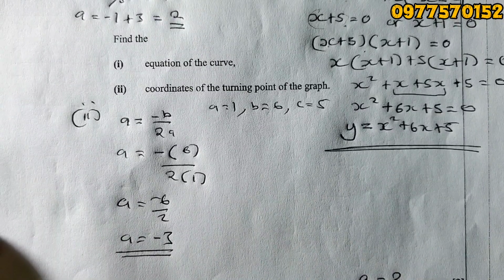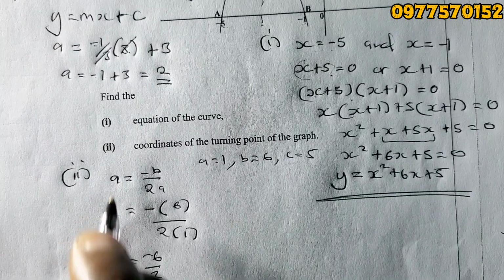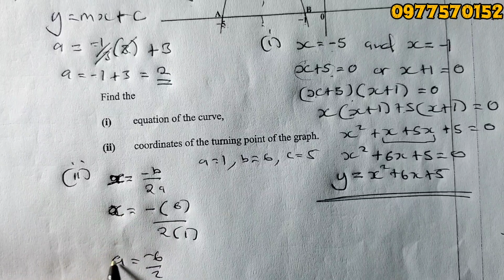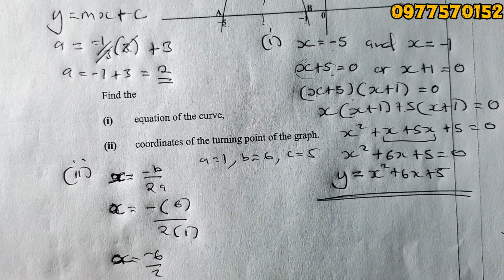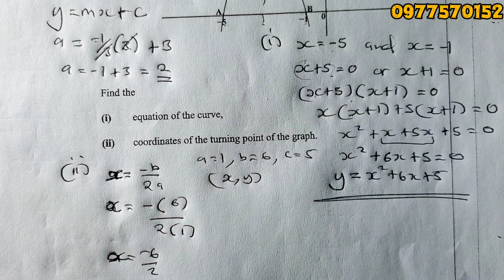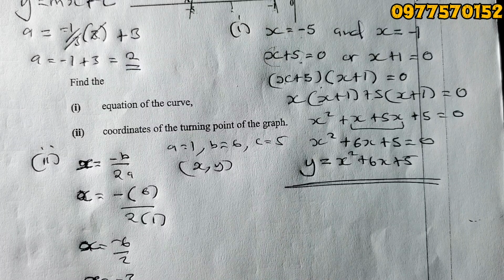Okay, it's negative 3. Now, having found the value of a, not a, it is x. Okay, this is x. We're not finding a, sorry. We are finding x, the x coordinate of the turning point, because the turning point has to be in the form of x, comma what? Comma y. We found the value of x, so there's no pressure. We can find the value of y.